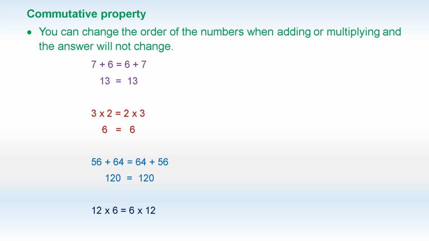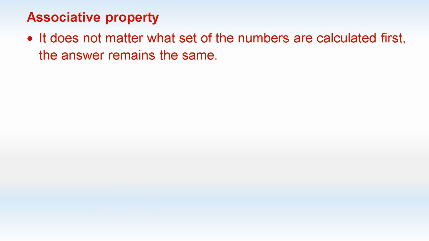12 times 6 is equal to 6 times 12. So 12 times 6 is 72 and 6 times 12 is also 72. So you can see that swapping the numbers around doesn't make a difference because the answer will still be the same. Now let's look at the associative property.